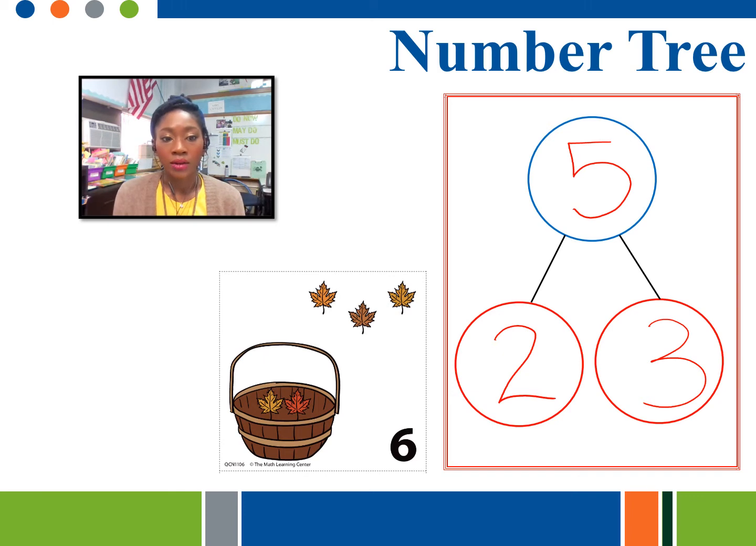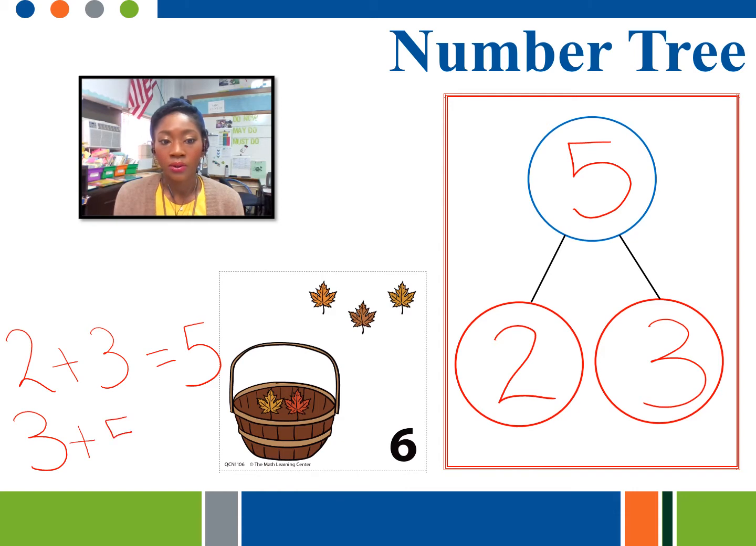And I'll go ahead and write an equation to represent my number tree. Equals 5. And then I also think I might start working on my fact families now, and that's just switching the numbers' order. There's my fact family addition equations.